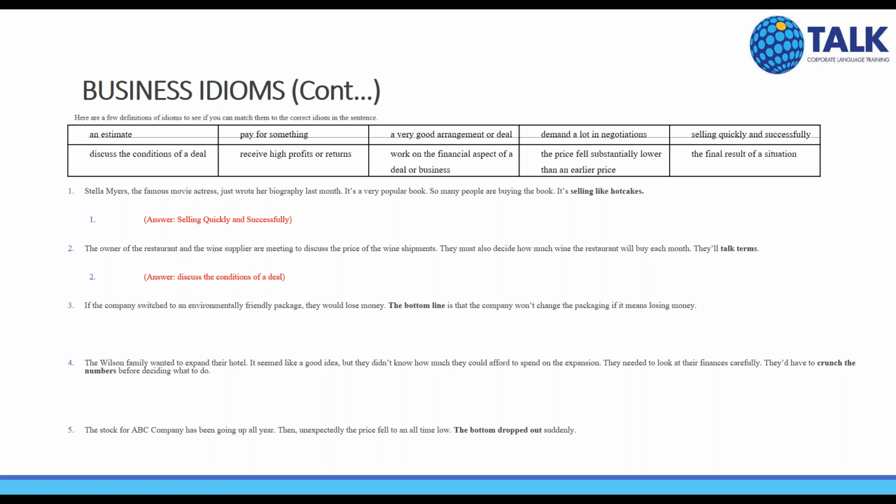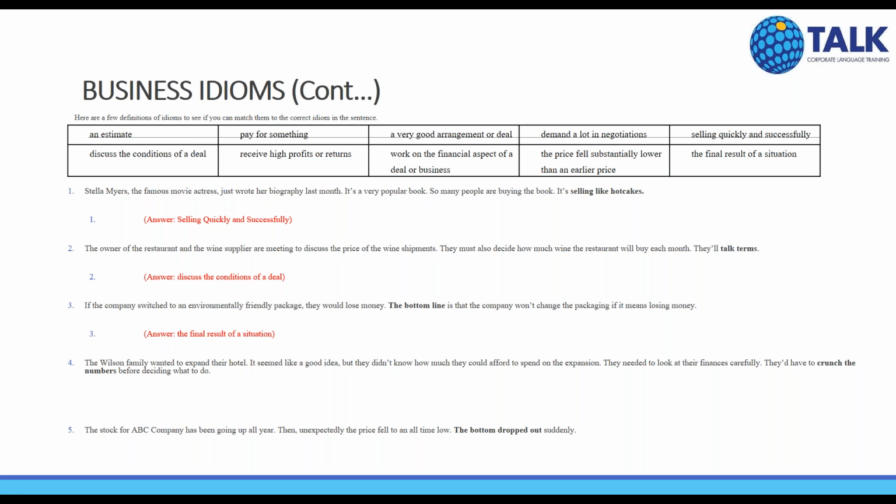Okay, number 3. If the company switched to an environmentally friendly package, they would lose money. The bottom line is that the company won't change the packaging if it means losing money. Now, you may have heard bottom line before, but anybody have any ideas that they want to chat in on? Okay, let's give you the answer then. The final result of the situation. Now, bottom line usually is said pretty firmly. So if somebody says the bottom line is, they're pretty firm on that.